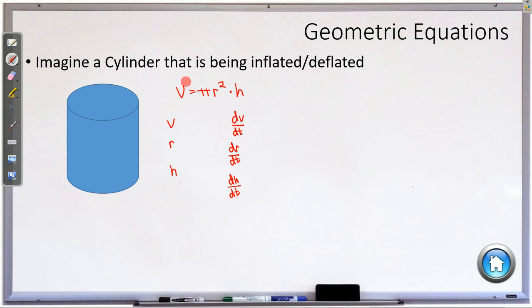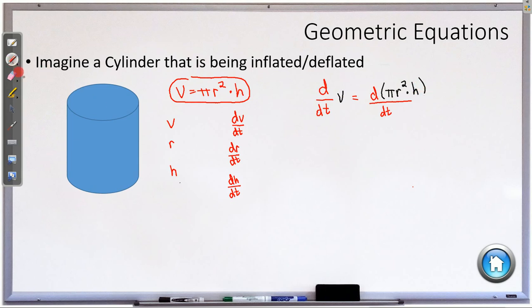To figure that out, we're going to take this equation and take the derivative implicitly. So we're going to take the derivative with respect to time of the left and the derivative with respect to time of the right. So let me put the equation in there. So this side is just V. And on the other side we have pi r squared times height.